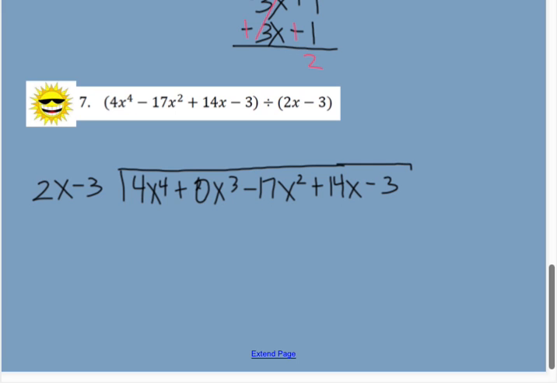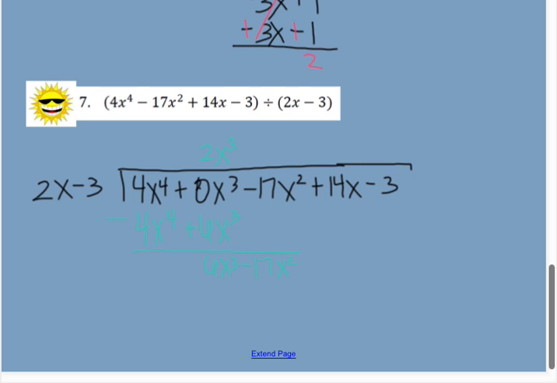So 2x times what gives me 4x to the fourth? Well, 2 times 2 gives me 4. Okay, and x to the third times x will give me x to the fourth. So this gives me 4x to the fourth minus 6x to the third. Remember, we always subtract, so negative, positive. So this gives me 6x to the third minus 17x squared.